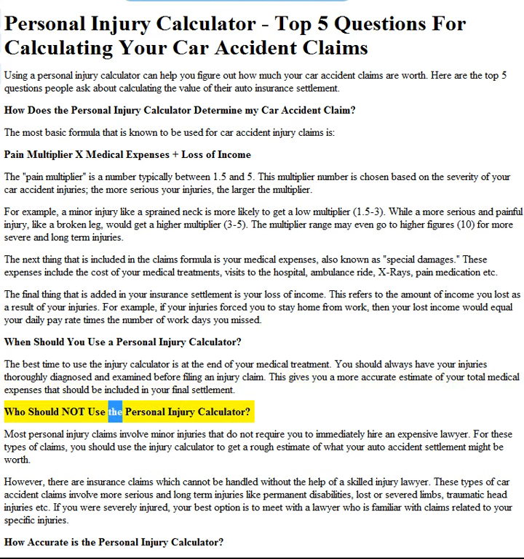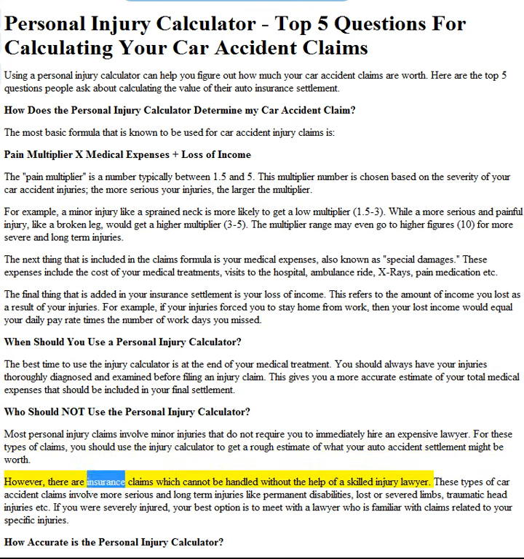Who should not use the personal injury calculator? Most personal injury claims involve minor injuries that do not require you to immediately hire an expensive lawyer. For these types of claims, you should use the injury calculator to get a rough estimate of what your auto accident settlement might be worth.